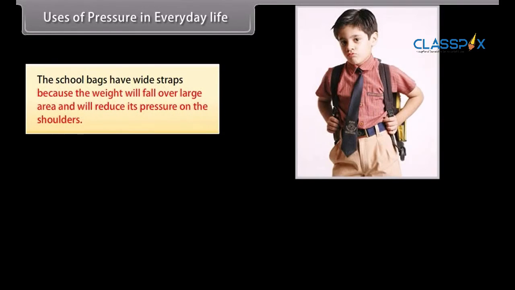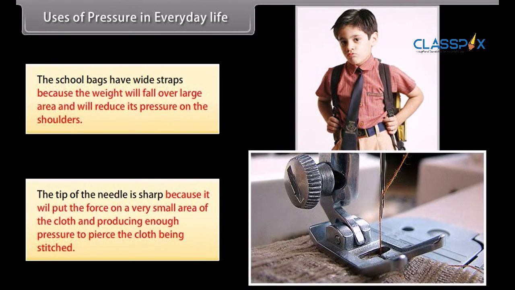Uses of pressure in everyday life. School bags have wide straps because the weight will fall over a large area and reduce the pressure on the shoulders. The tip of a needle is sharp because it puts the force on a very small area of the cloth, producing enough pressure to pierce the cloth being stitched.